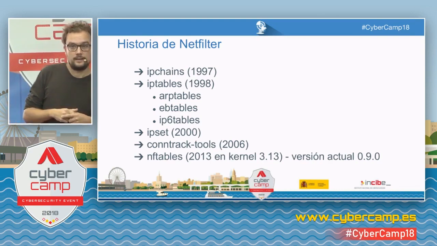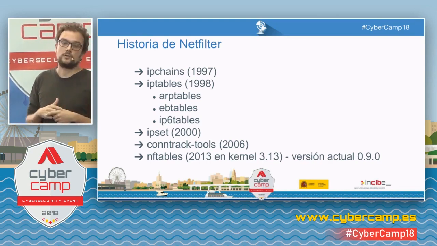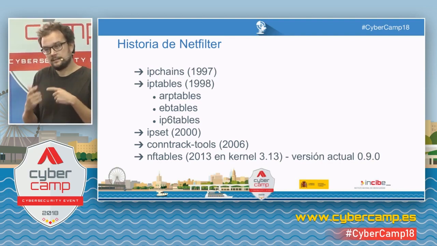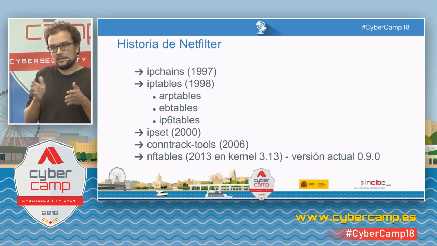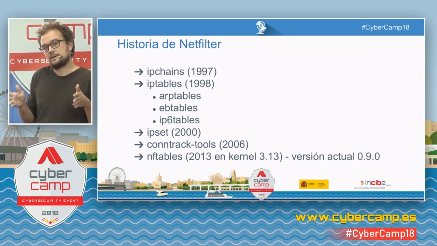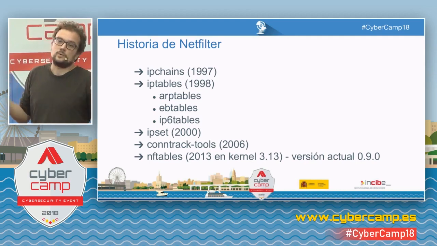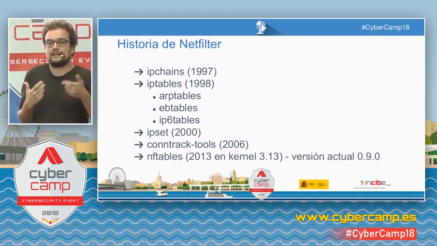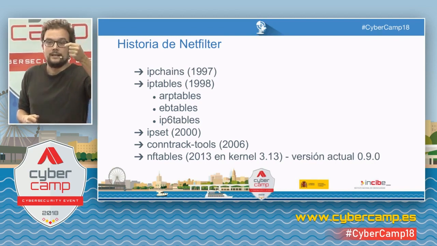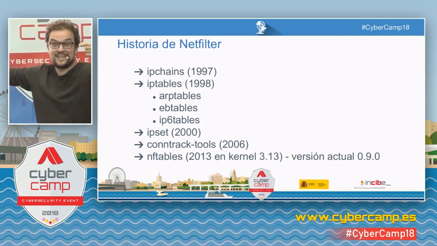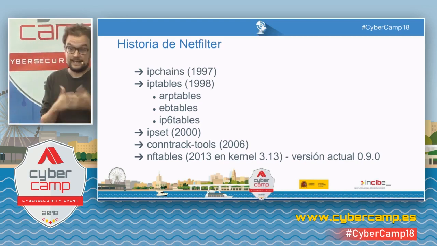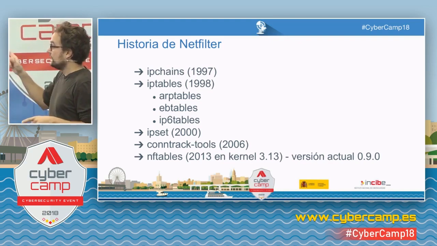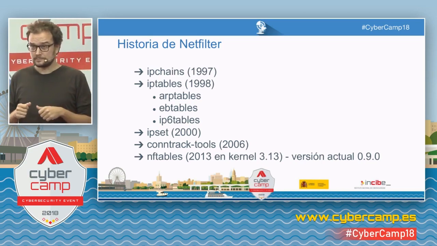Then came iptables, sorry, arptables, ebtables, and ip6tables. So what's been happening in the coming years? Well, trying to unify from the development point of view, because where there was a problem on iptables, they had to be corrected.